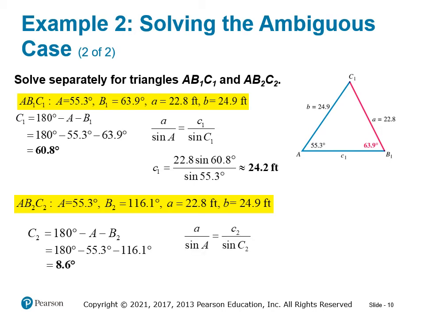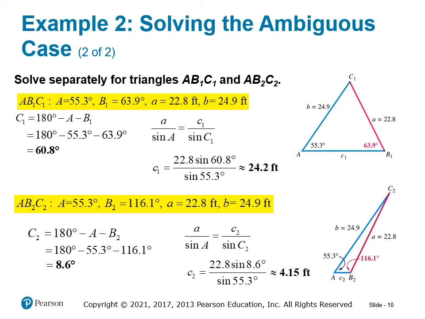We then plug that into the law of sines, A over sine A equals side C2 over sine of C2, and we have just calculated the angle C2, so we can do that as well. We plug in all the numbers and we get 4.15 feet. So all of those measures work out, and there's the triangle.